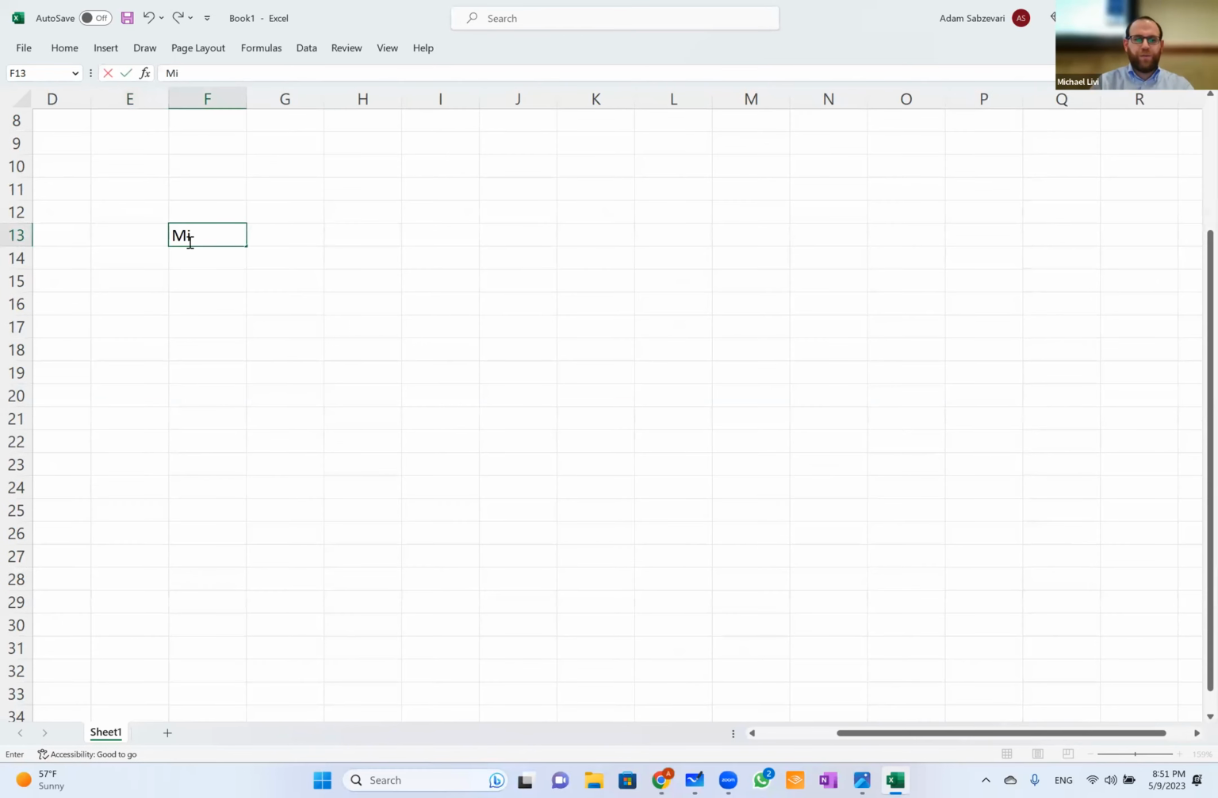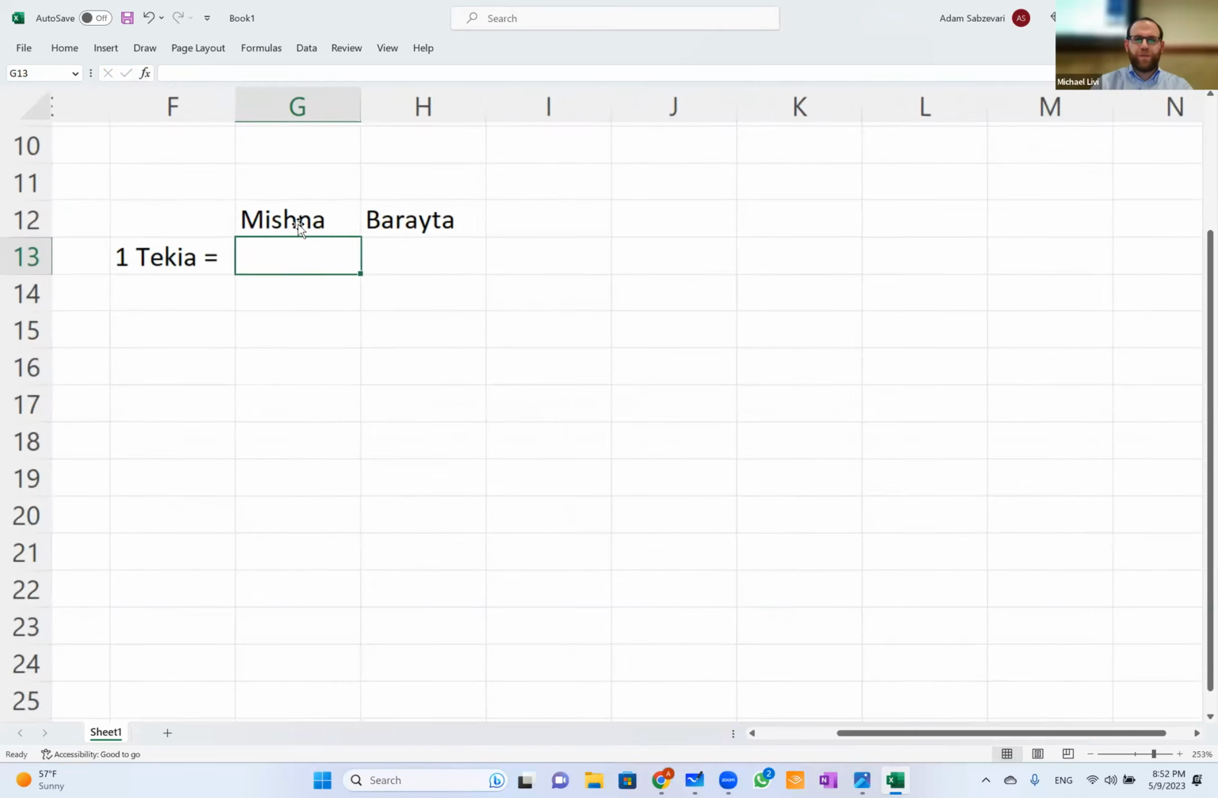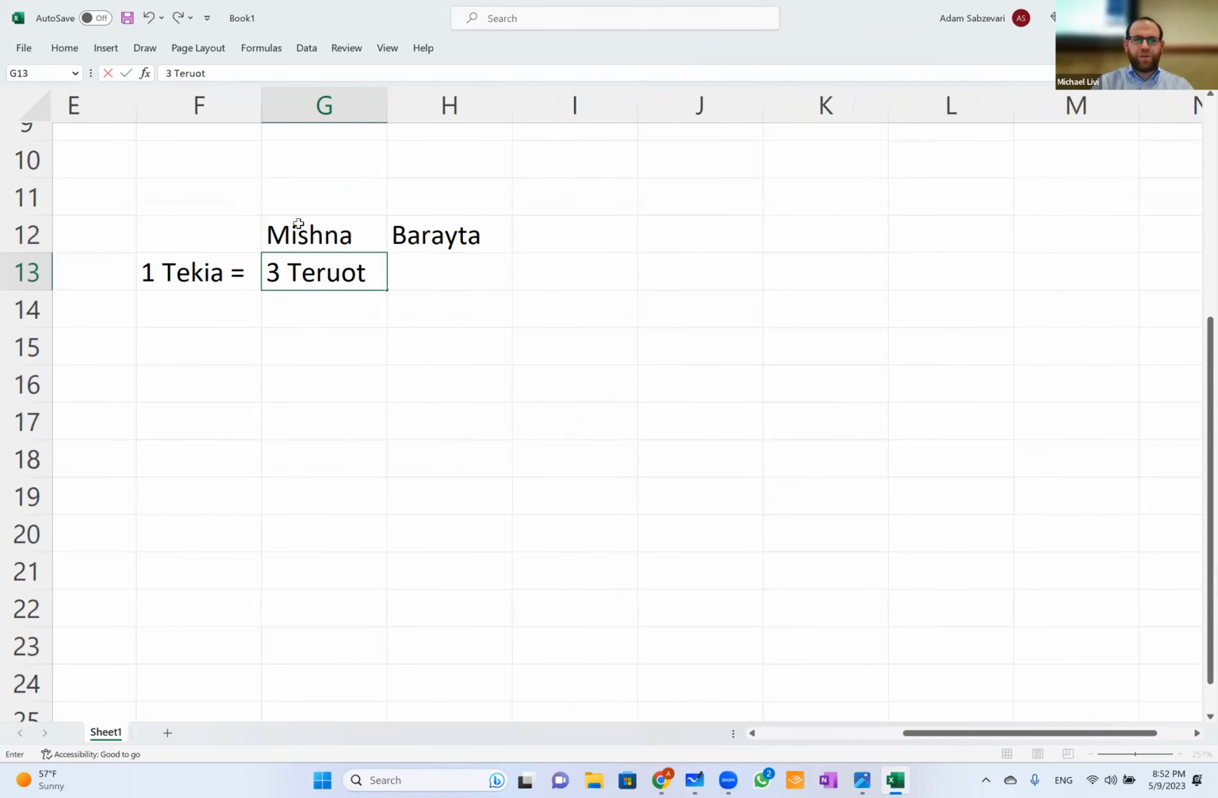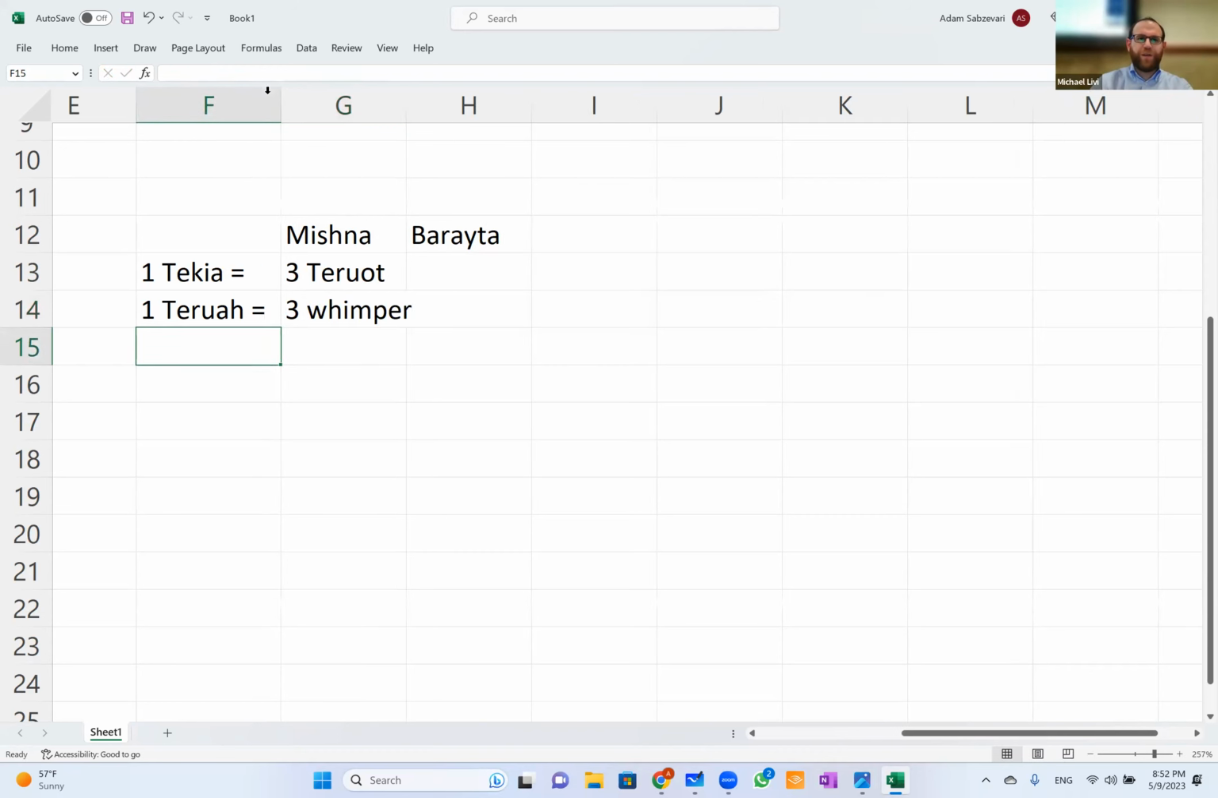Okay, so we'll do Mishnah and Baraita. So let's do this. 1 Tekiah is equal to, what does our Mishnah say? Very good. 3 Teruot. And 1 Teruah is equal to 3 Yevavot, or let's just call it a whimper. Good? What does our Braita now say?